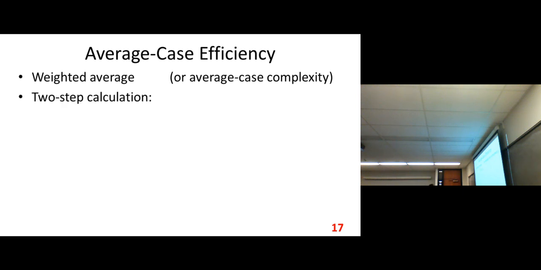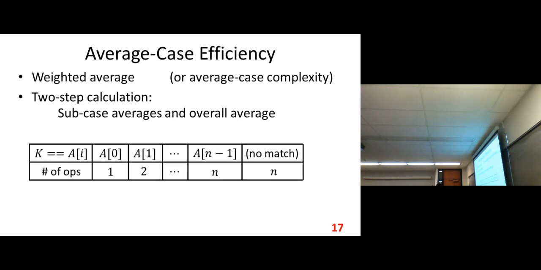Two-step calculation. For this example, we do a two-step calculation. The first step, we calculate subcase averages, and then the overall average. That's the two steps: individual subcase averages, then, at the end, the overall average. Now, let's do those two steps here.